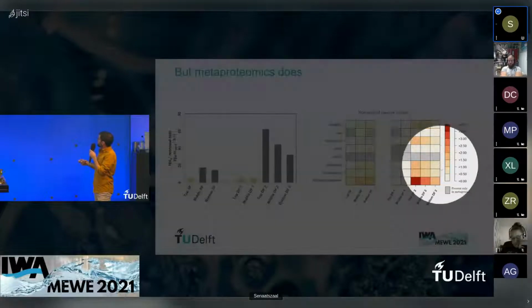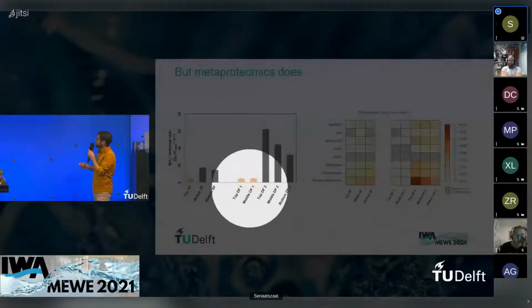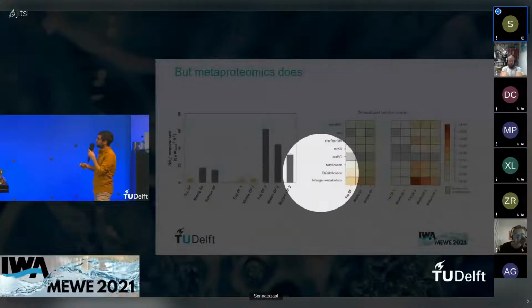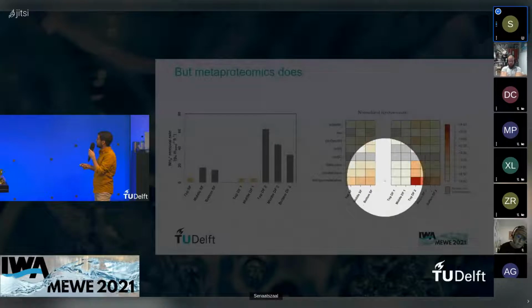And then what we saw is that when we detected low ammonia removal capacity, we saw low abundance of the proteins that belong to the nitrogen metabolism.